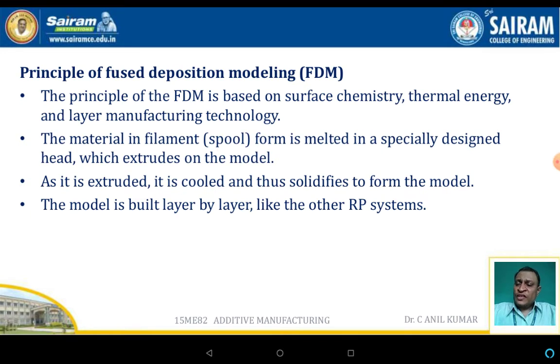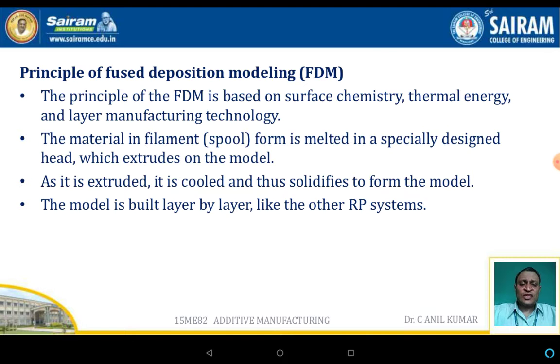Now, what we are discussing is the principle of FDM, fused deposition modeling. The principle of FDM is based on surface chemistry, thermal energy, and layer manufacturing technology. These three parameters are most essential because most of the material we normally use is polymer. When we are using a polymer, the bonding temperature and the bonding characteristics between the two layers are essential. For that reason, the surface chemistry plays a major role.